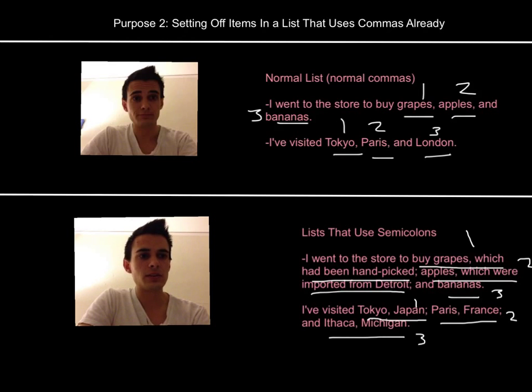You can take a look at the second one. I've been to Tokyo, Japan; Paris, France; and Ithaca, Michigan. Again, in this instance, we use semicolons instead of commas to split up the items in the list, to delineate to the reader that what comes in between the semicolons is an item in the list.